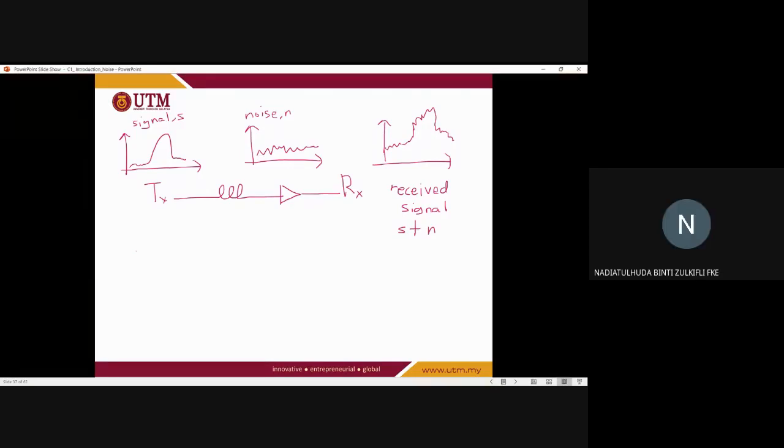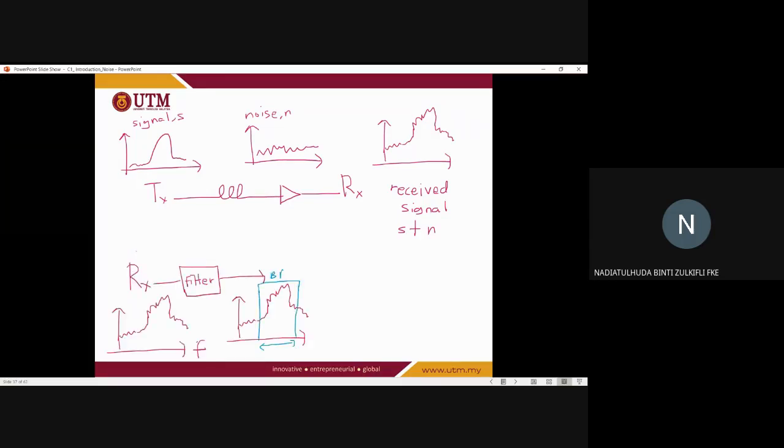So this is the one that we received: the original signal mixed with our noise signal. Normally at our receiver, we have a bandpass filter, and one of its functions is to reduce the impacts of noise. This blue box is the bandwidth of our bandpass filter. Signals that fall within the bandpass filter's bandwidth will be sent for further processing.